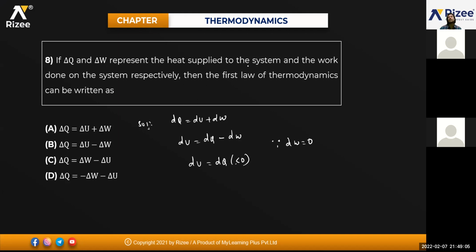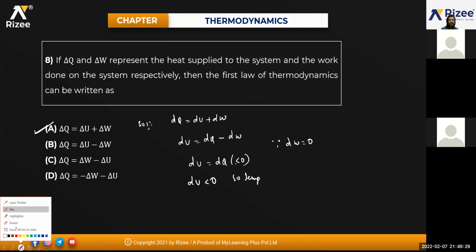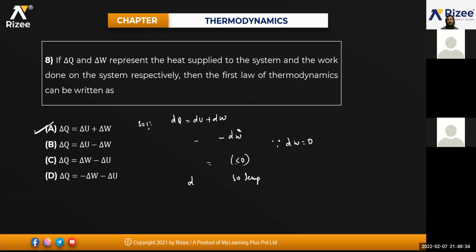Delta Q and delta W represent heat supplied to the system and work done on the system respectively. Then the first law of thermodynamics can be written as: delta Q is equal to delta U plus delta W. Directly the first one I can write now, because internal energy will be less than 0, so temperature will be decreasing. Isn't it? So I can directly write it, otherwise not much is required. dQ is equal to dU plus dW. Let me see the question once again.